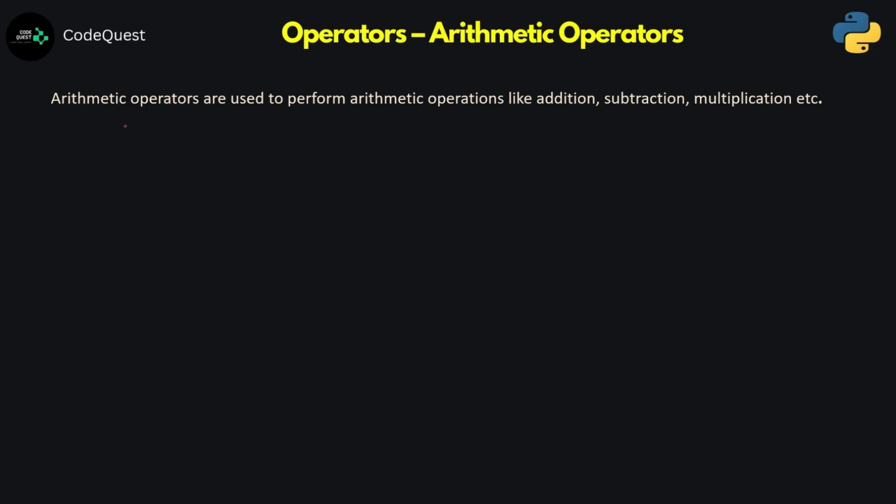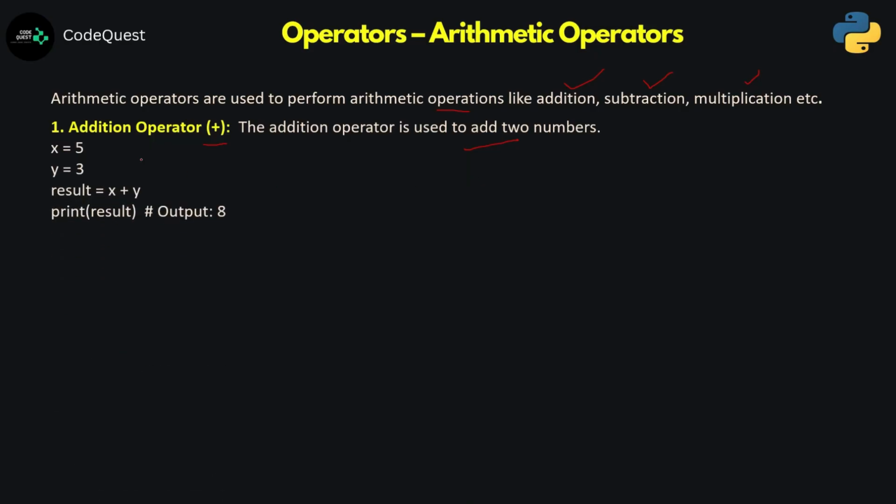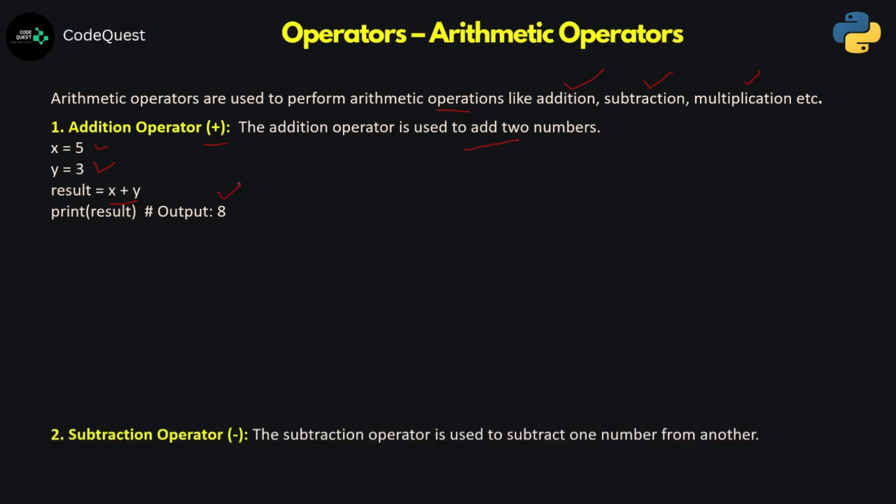Now, arithmetic operators are used to perform certain arithmetic operations like addition, subtraction, multiplication, division, etc. Now, addition operator, which is identified by the symbol plus, is used to add two numbers. If x equals 5, y equals 3, then x plus y gives me the addition of these two numbers, which is nothing but 8.